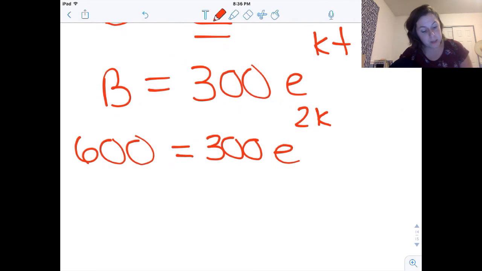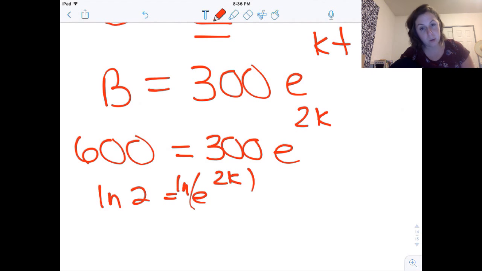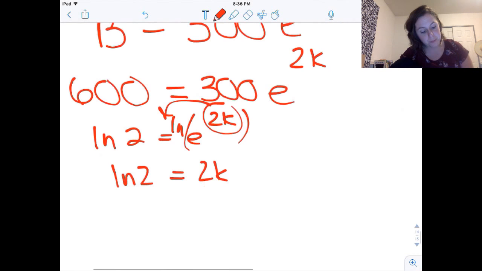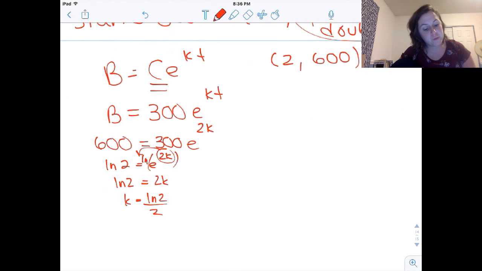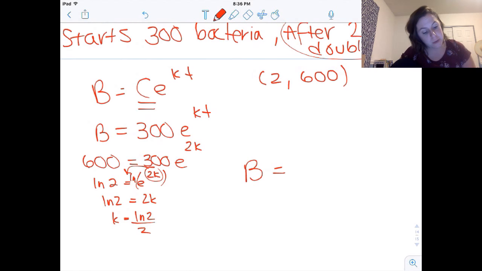And then take a natural log of both sides. So ln of that whole quantity. So this is ln of 2 equals, ln of e is 1. This 2k comes down to the front. So k is ln of 2 all over 2. So my solution to this, if they just said find the particular solution, would be 300 e to the (ln 2 over 2) t. That is your particular solution.